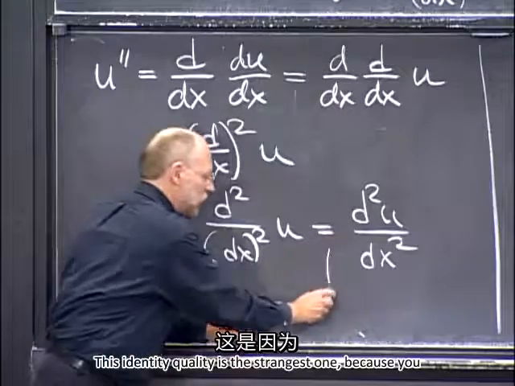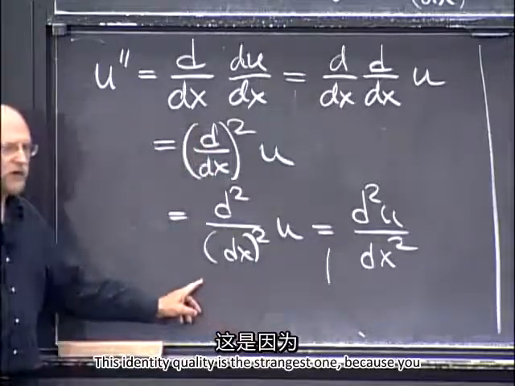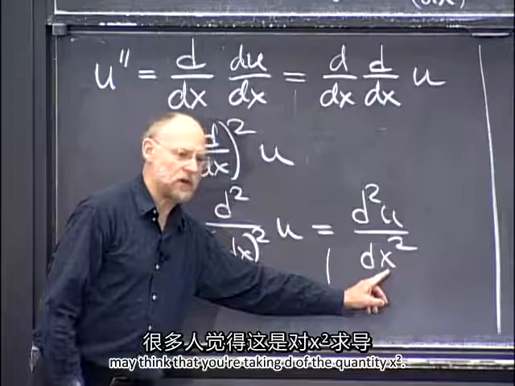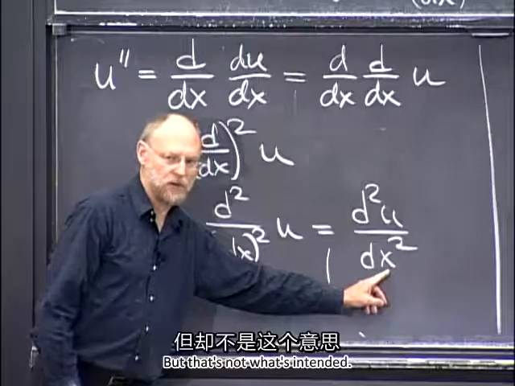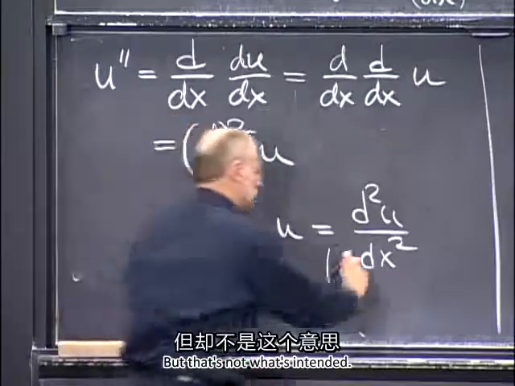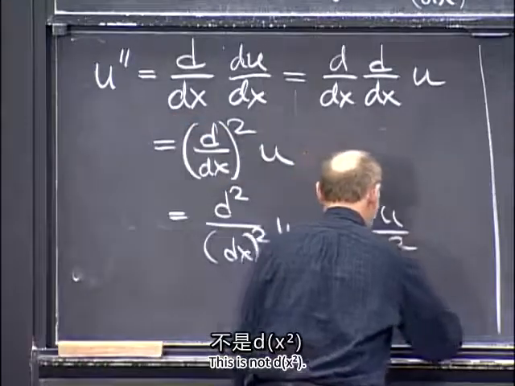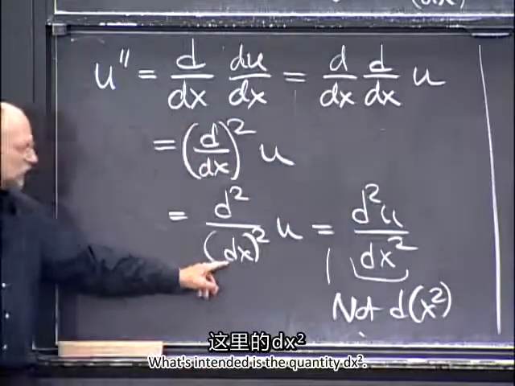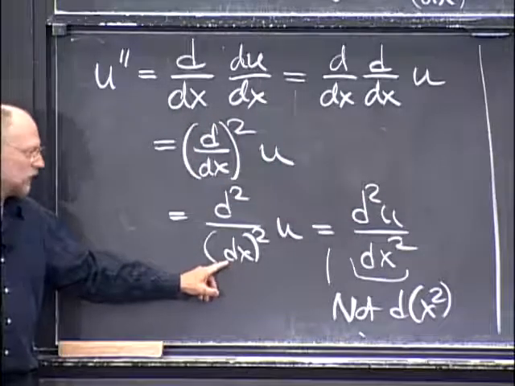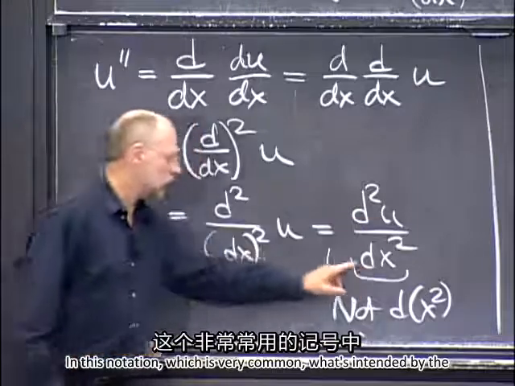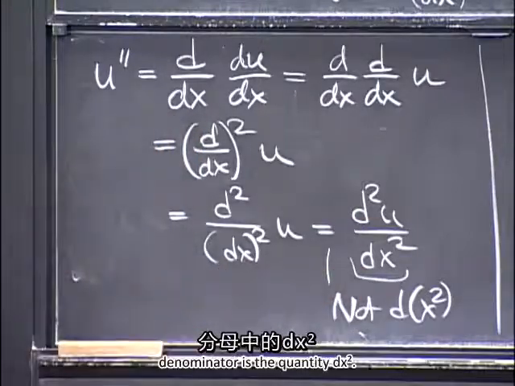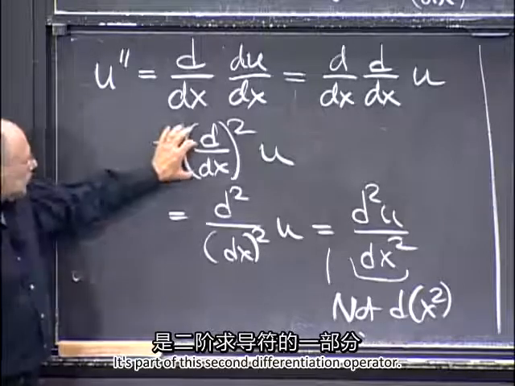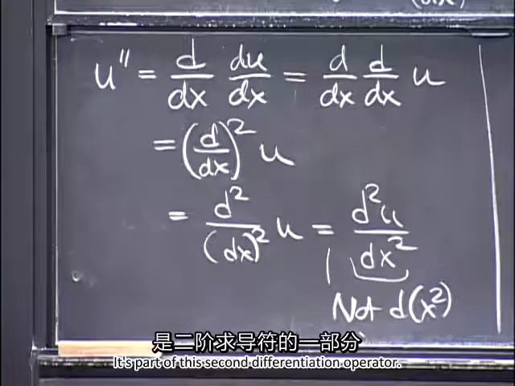This equality is the strangest one because you may think that you're taking d of the quantity x squared, but that's not what's intended. This is not d of x squared. What's intended is the quantity dx squared. In this notation, which is very common, what's intended by the denominator is the quantity dx squared. It's part of this second differentiation operator.